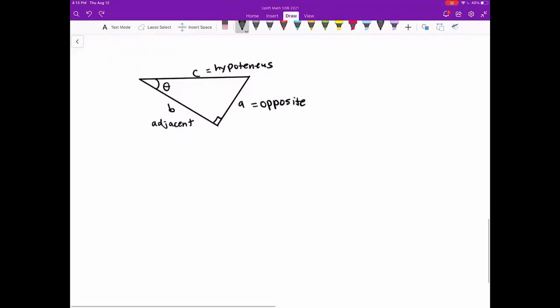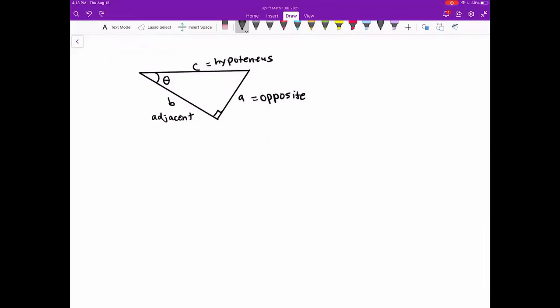Okay, so now that we know what the triangle looks like in trigonometry, we can finally know what the three trigonometry ratios are. So the first one we're going to go over is sine. So it's sin theta, and it equals a ratio which is the opposite over the hypotenuse. So it's the length of the opposite side over the length of the hypotenuse.